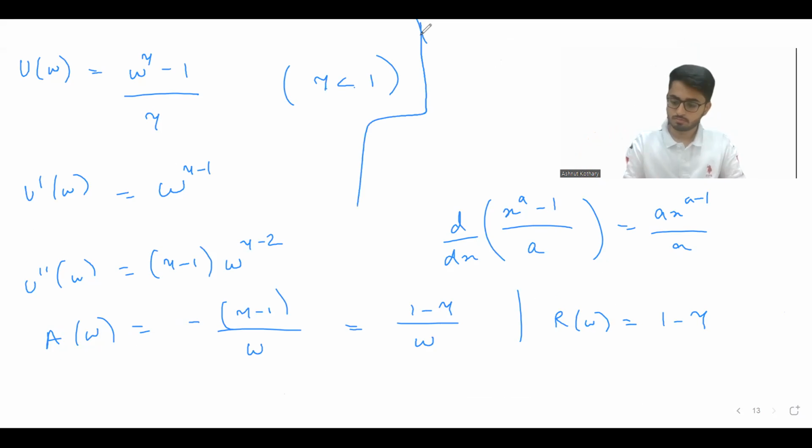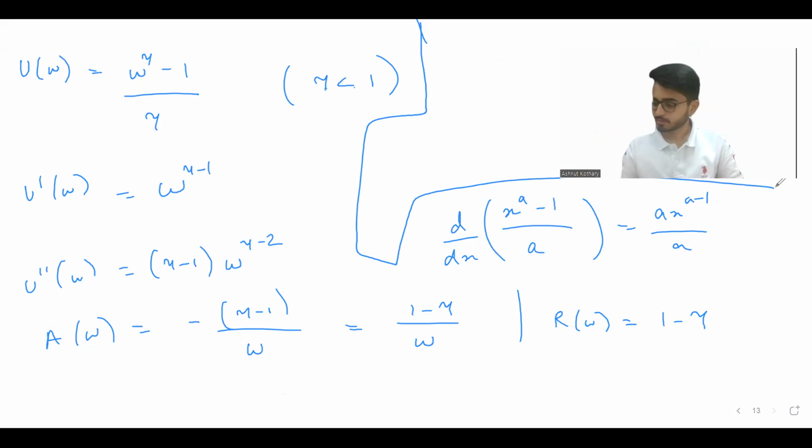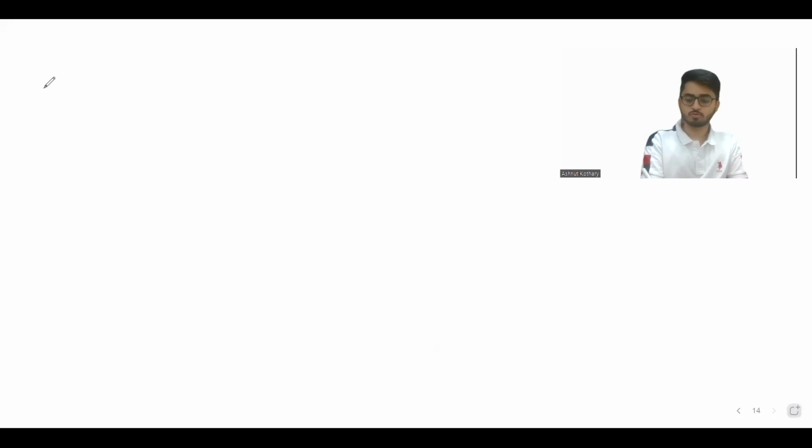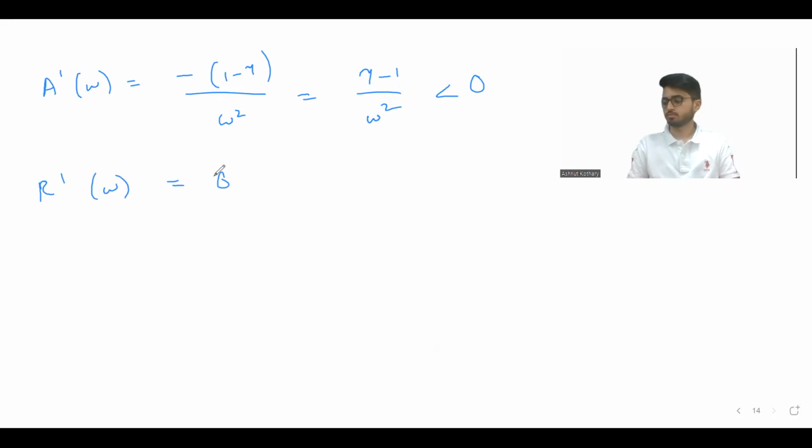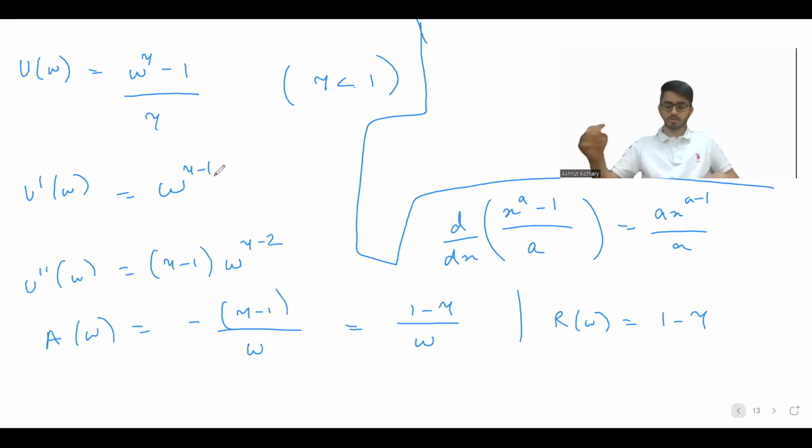Now next page कर लेते हैं. AW is 1 minus gamma by W. So my A dash W will be minus 1 minus gamma by W square, which is nothing but gamma minus 1 by W square. Gamma is less than 1, therefore this implies decreasing absolute risk aversion. And R dash W is nothing but 0 only. So do take this down.